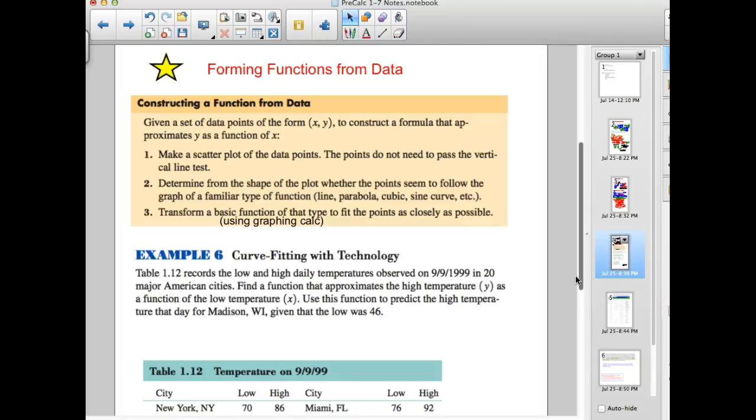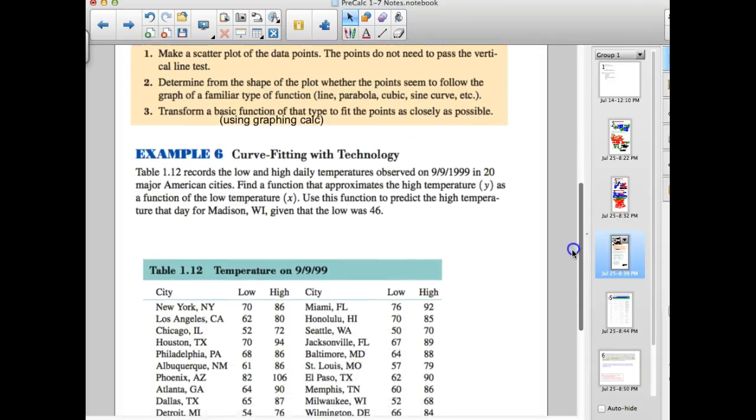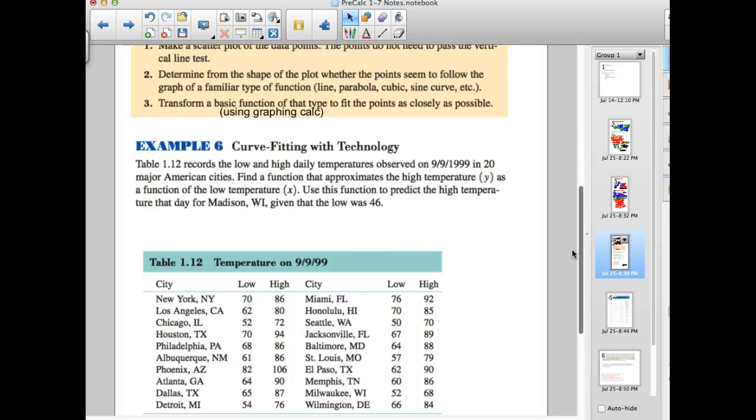Does it look linear? Does it look like a parabola, quadratic? Does it look like an exponential growth kind of curve? Is it looking like a sine curve? You can tell from the shape what kind of regression you need to do. Then we are going to let our calculator actually come up with the equation for it.